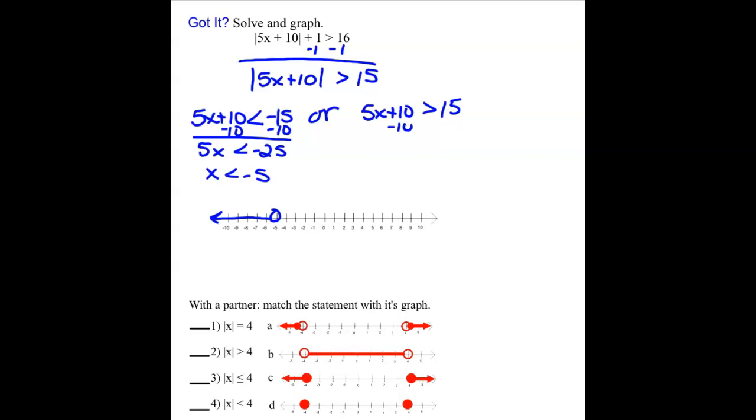On this side, we're going to subtract 10. So we have 5x is greater than positive 5. And then dividing out the 5, we have x being greater than 1. So open circle on 1 and shading to the right. So again, these are greaters. They have to be two separate statements.